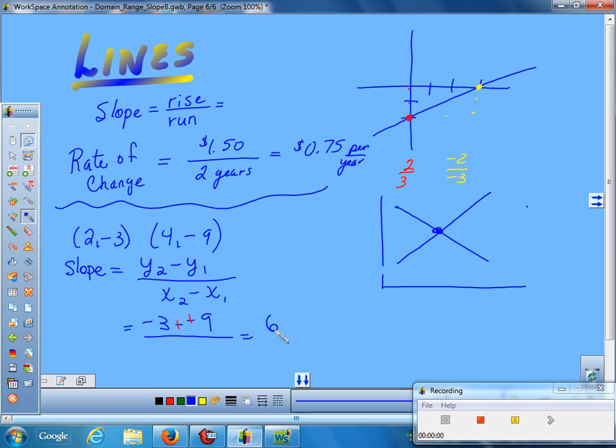Alright, now do your x's. What order do I need to do the x's in? 2 minus 4, which means my slope is -3.